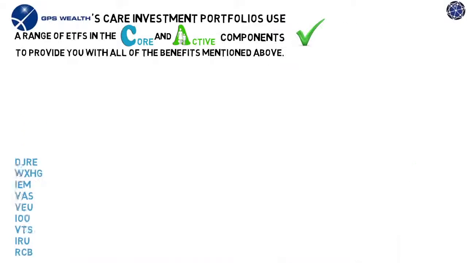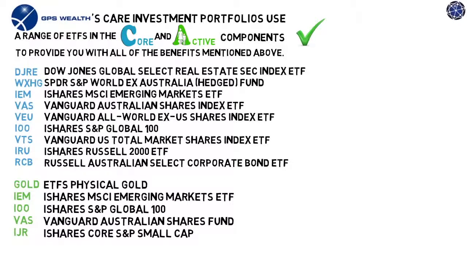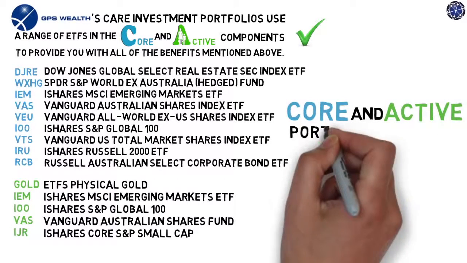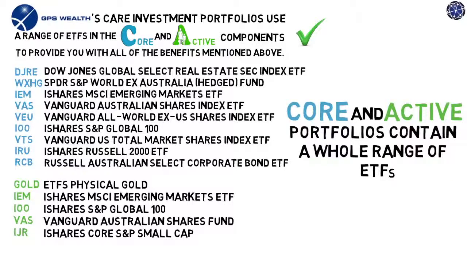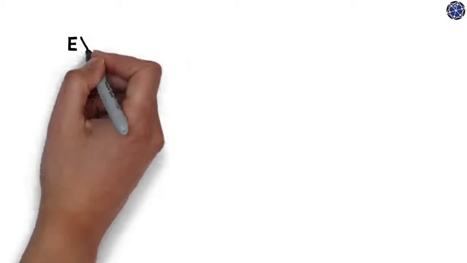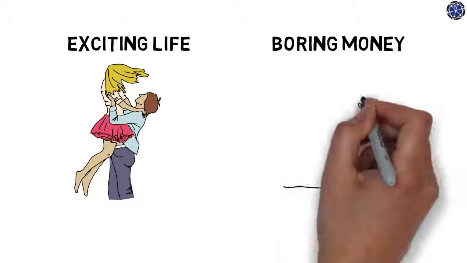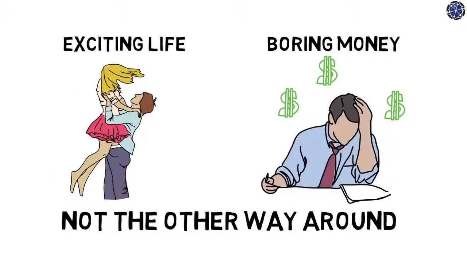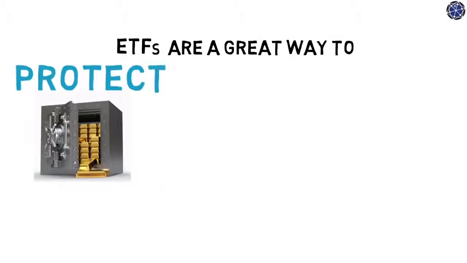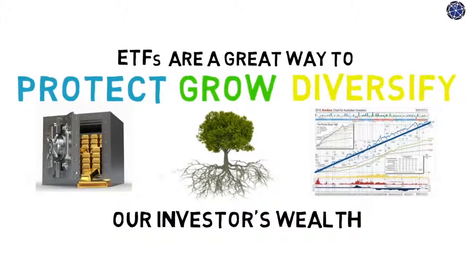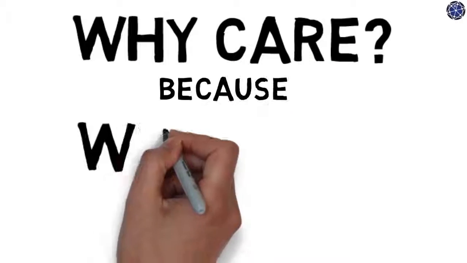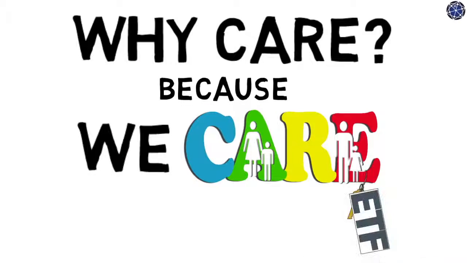Additionally, we understand that investing is a complicated world, so our advice is most valued when we make it easy and simple for you to understand. Australian ETFs allow passive investment across a broad base of high-quality listed companies and form part of our CARE investment portfolios, which are designed to help you focus on having an exciting life and boring money, and not the other way around. Finally, ETFs are a great way to protect, grow and diversify our investors' wealth and fit well into the CARE investment philosophy. Why CARE? Because we care. And we use ETFs to help you get there.